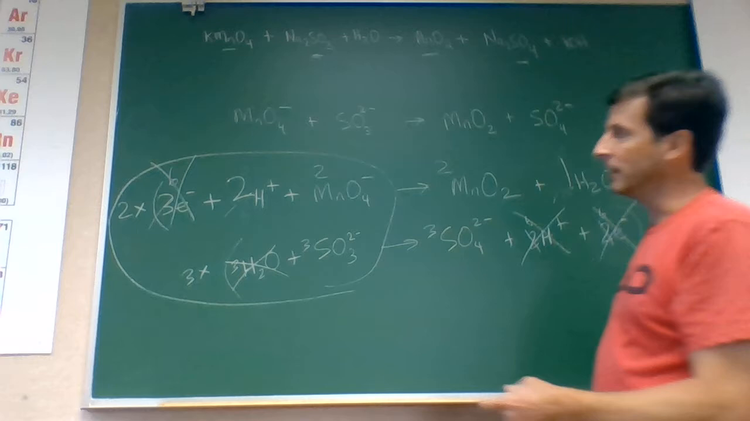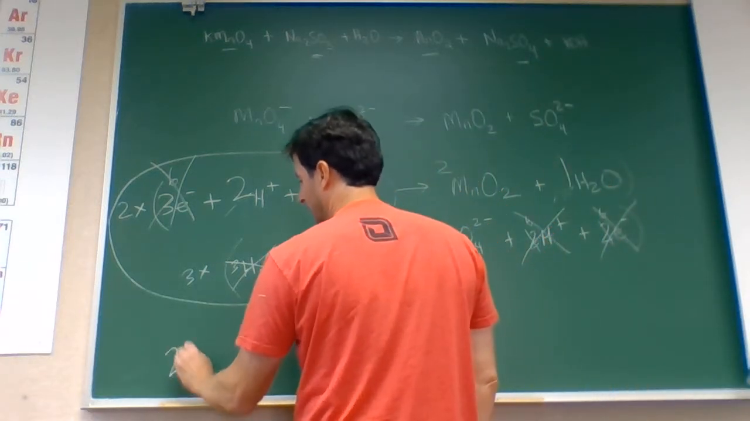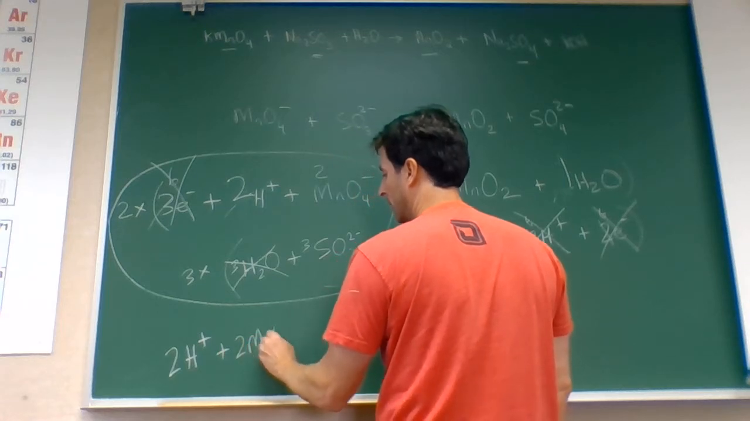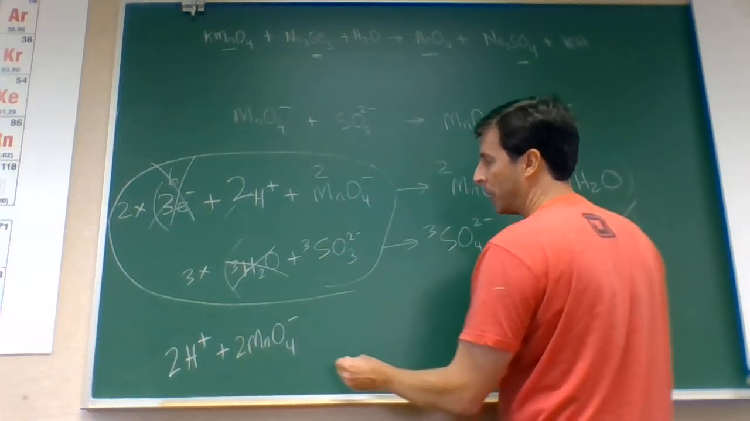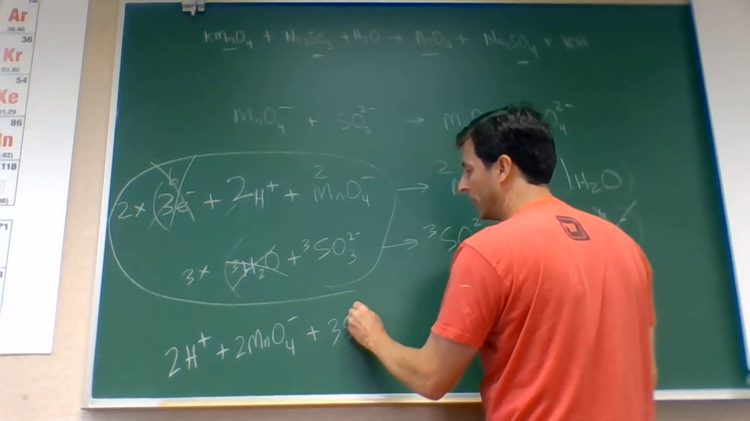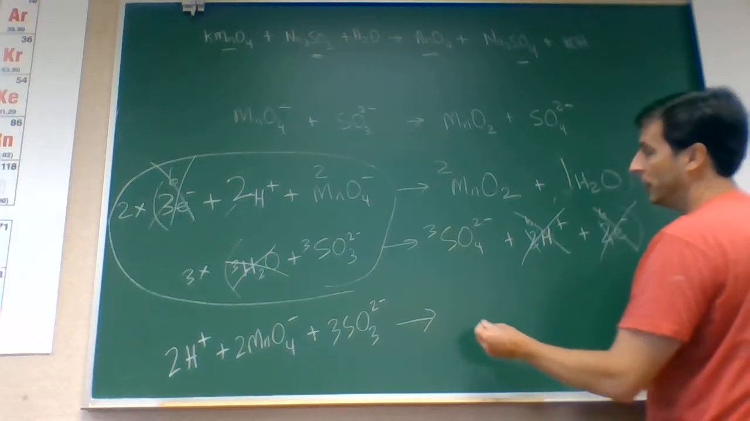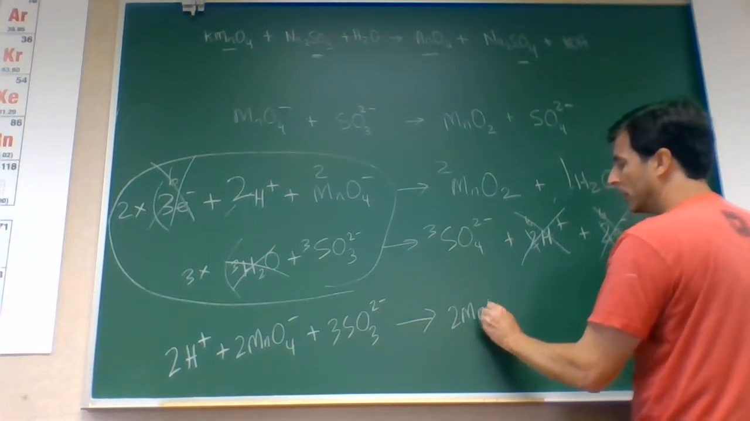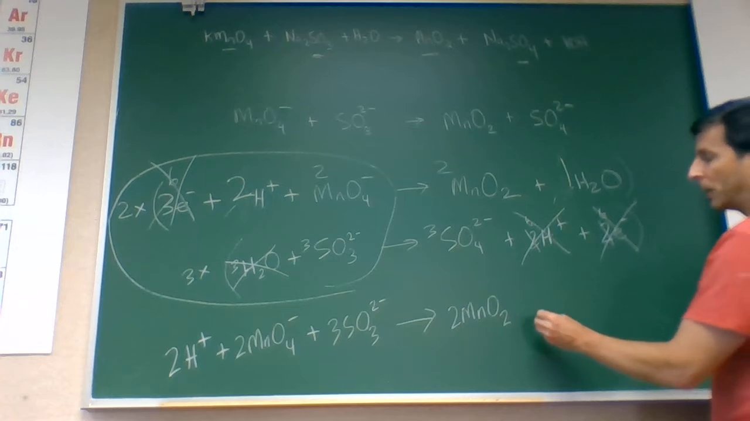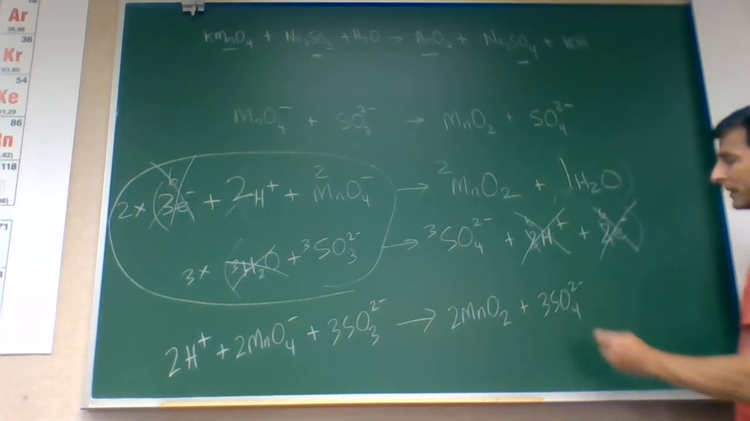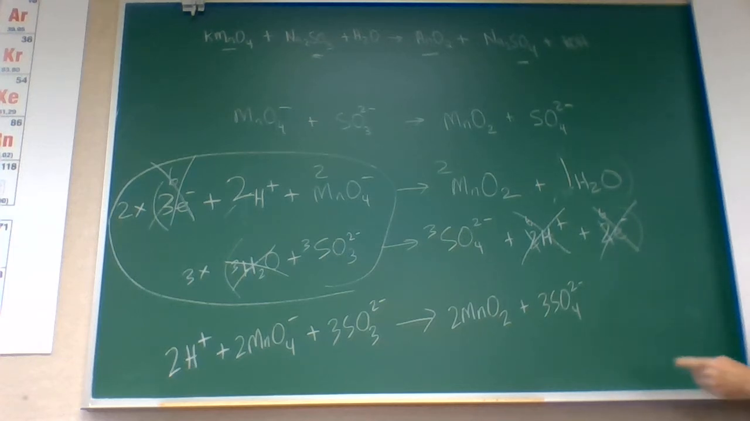So now I'm going to rewrite. I've got 2 H pluses plus 2 MnO4 minuses plus 3 SO3 2 minuses yields 2 MnO2s plus 3 SO4 2 minuses plus a water. And I think that's everything.